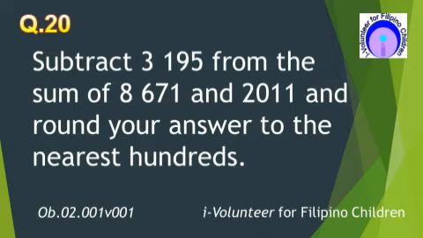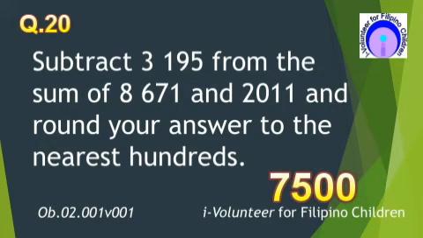Number 20. Subtract 3,195 from the sum of 8,671 and 2011 and round your answer off to the nearest hundreds. The answer is 7,500.